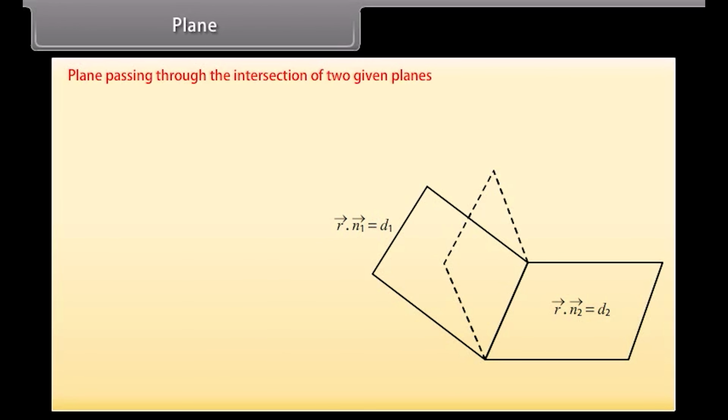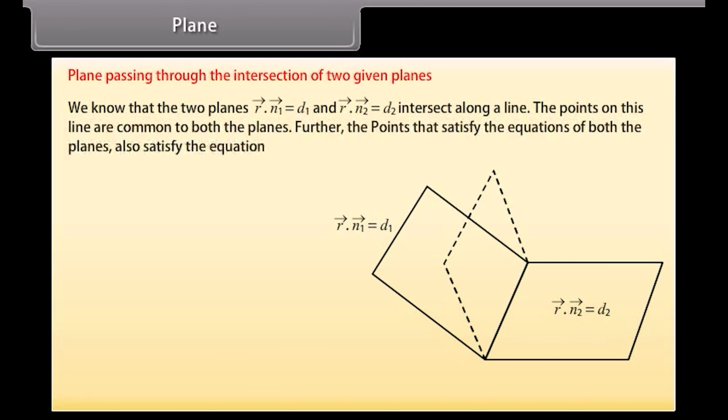Plane passing through the intersection of two given planes. We know that the two planes dot product of vector R and vector n1 equals d1 and dot product of vector R and vector n2 equals d2 intersect along a line. The points on this line are common to both the planes. Further, the points that satisfy the equations of both the planes also satisfy the equation dot product of vector r and vector n1 plus lambda vector n2 equals d1 plus lambda d2, where lambda belongs to R.